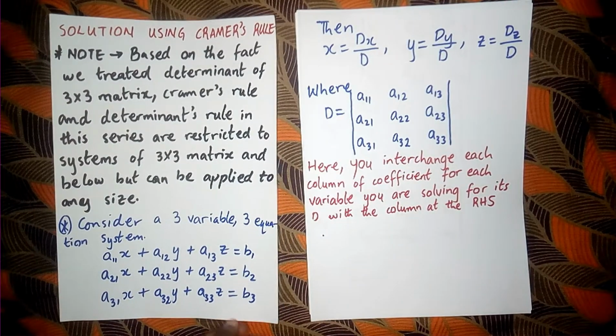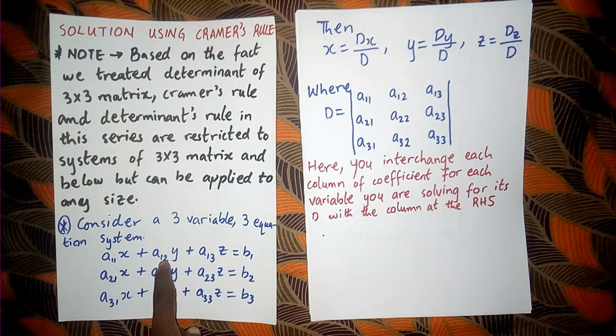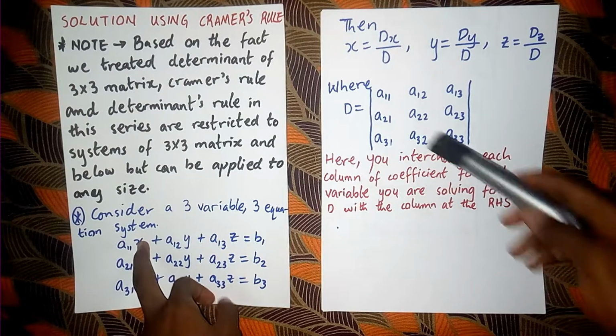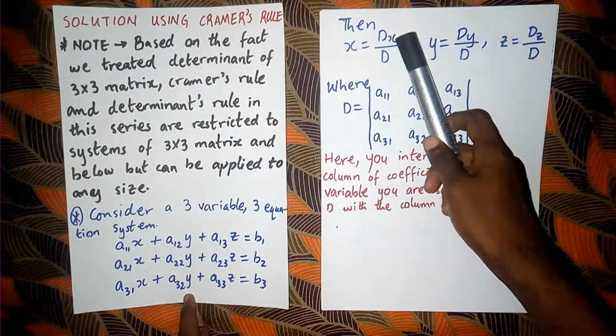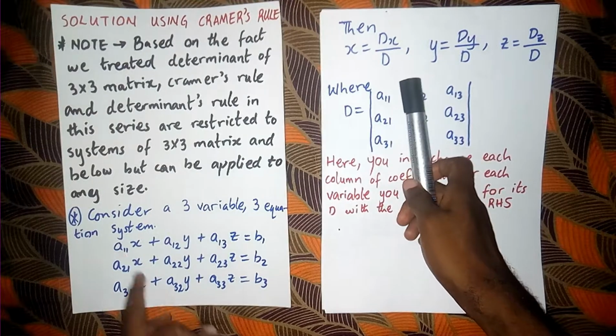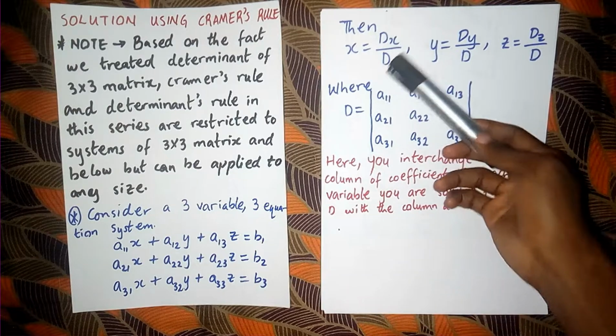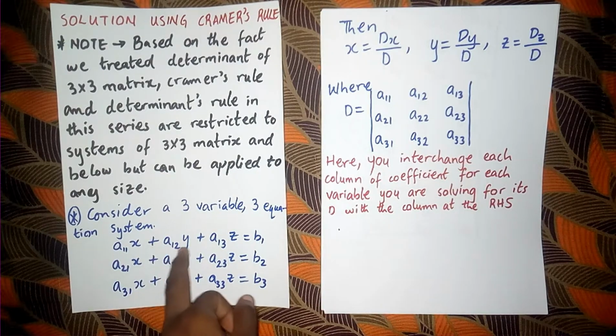So now consider a 3 variable 3 equation system, where we have a11 x, a12 y, a13 z equal to b1, and two other equations, each of them with 3 variables. Then x, which is one of the variables, is going to be equal to the determinant of x over the determinant d. So d is a determinant of all the constants.